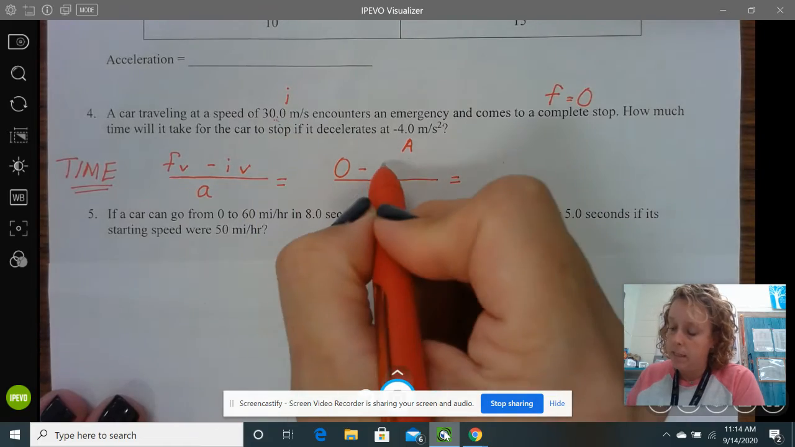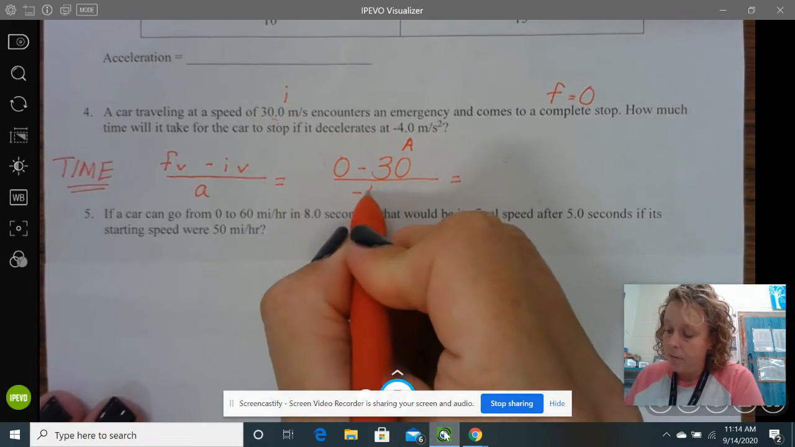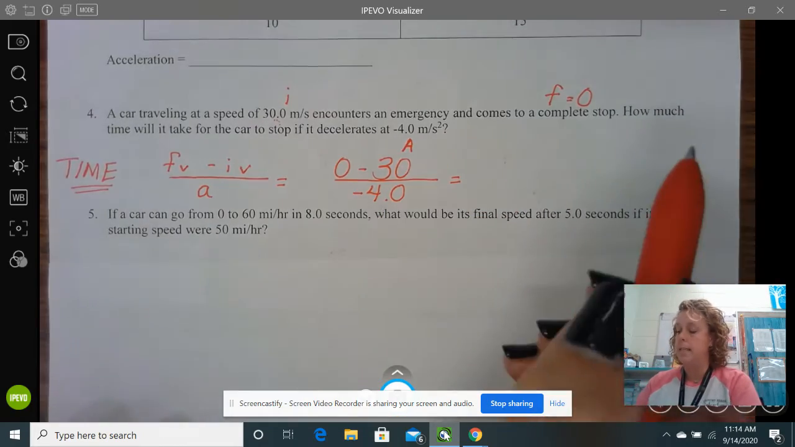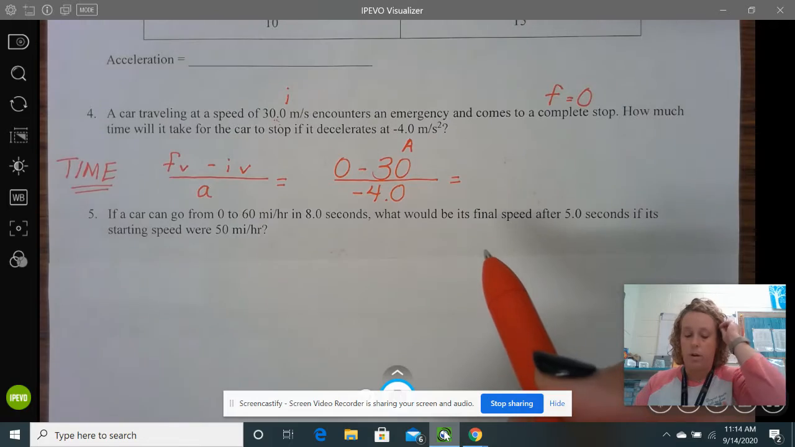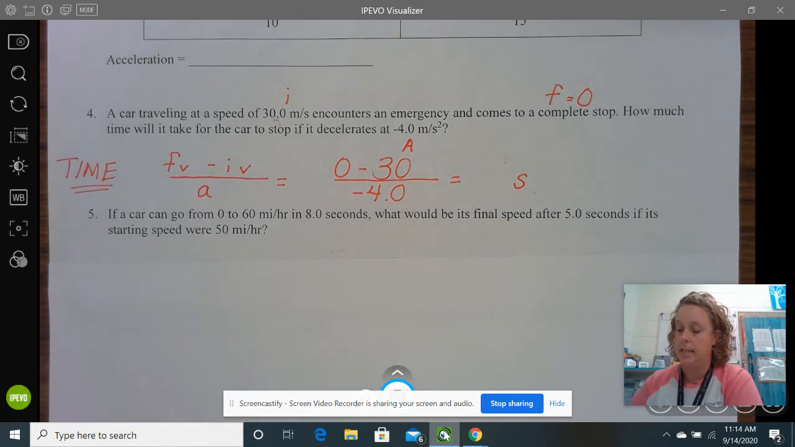Initial velocity is 30. Acceleration is negative 4.0. So how many seconds? We are looking for the time. How many seconds will it take if the car decelerates at negative 4 meters per second squared? So go ahead and try to do that math. Remember, you are looking for time, not acceleration.